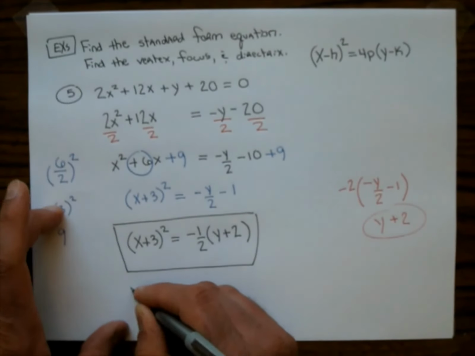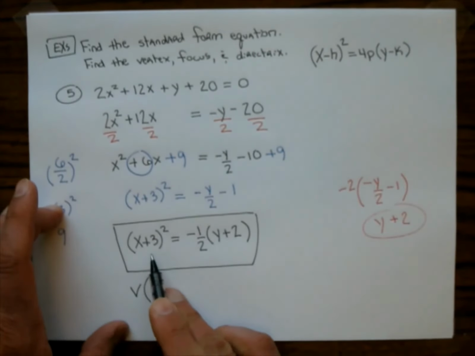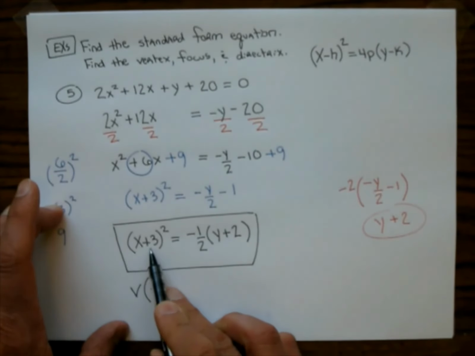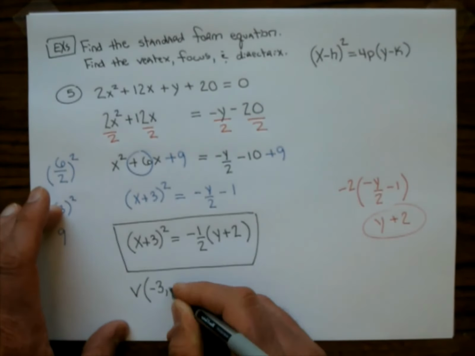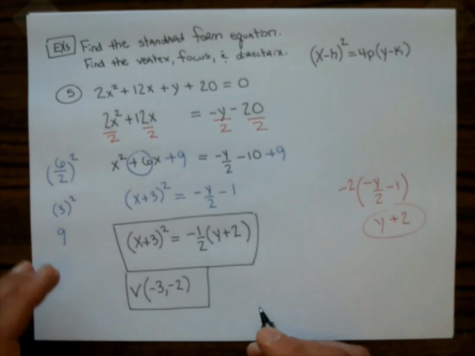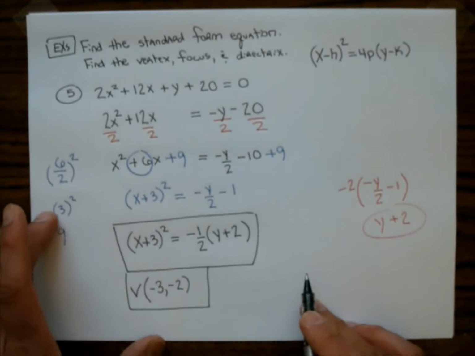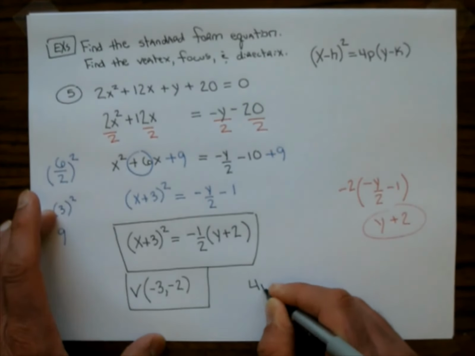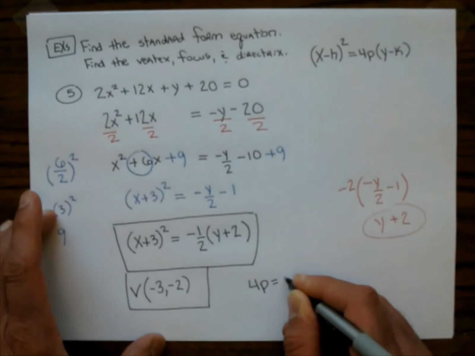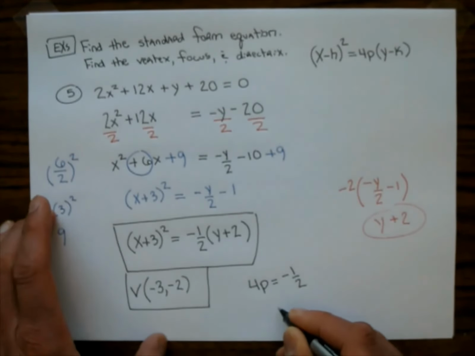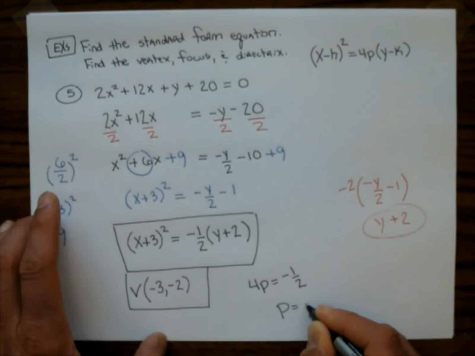Find the vertex. That shouldn't be that hard to find now. We look at that: negative 3, the opposite of what you see there, and then this is negative 2. Okay, what is p in this example? Well, we know that 4p equals negative 1/2. So p equals negative 1/8.